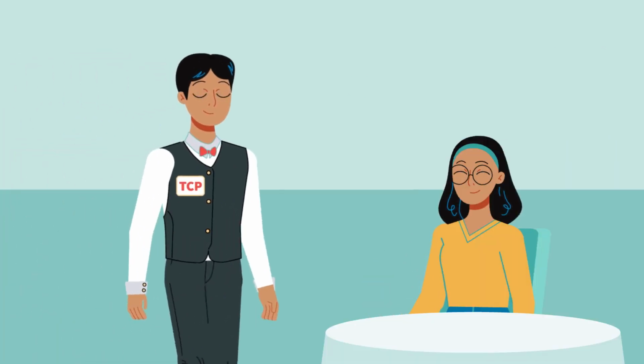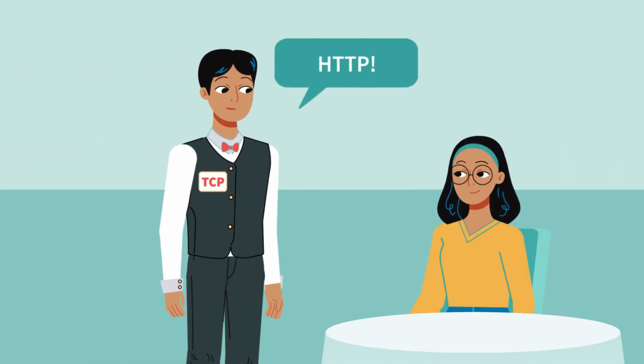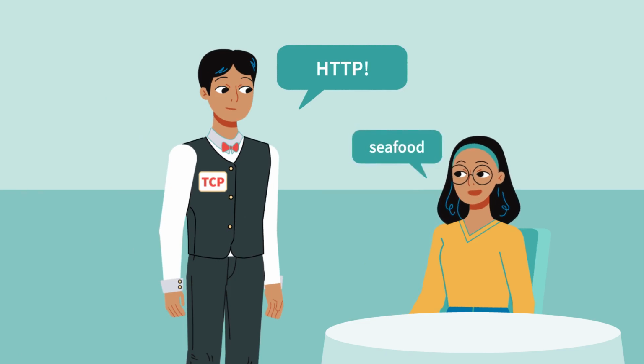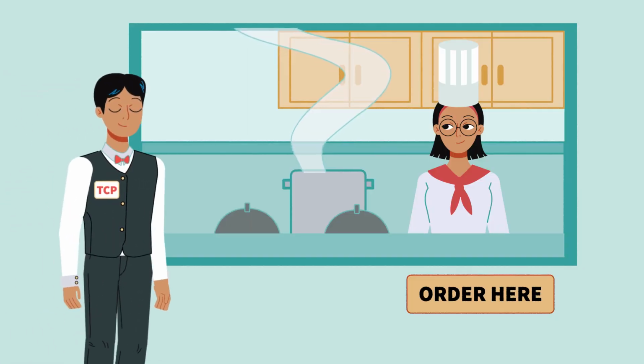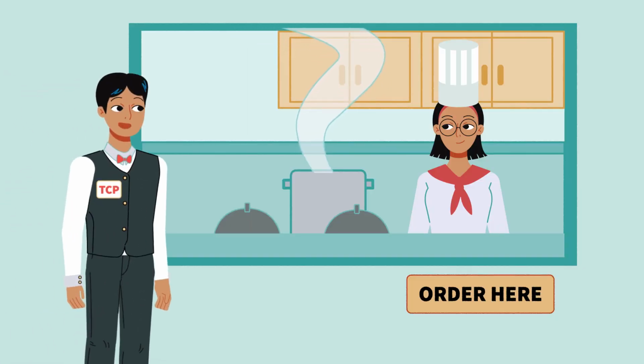A waiter approaches you. Surprise! He speaks in a foreign language called HTTP. You also speak that language, so you tell him your order. The waiter, TCP, takes your order and runs to one of the many kitchens.